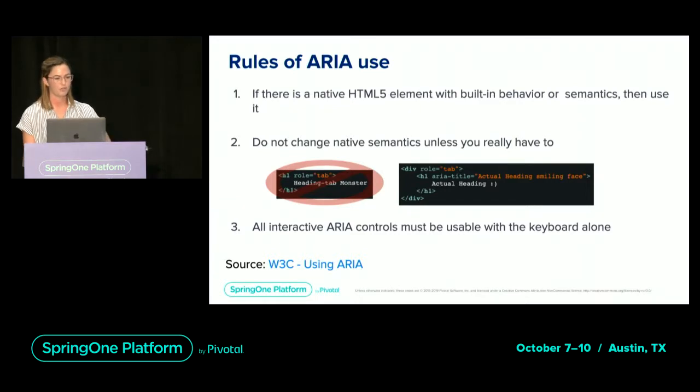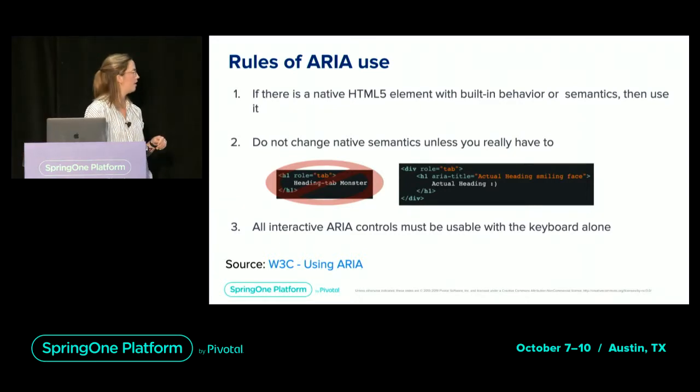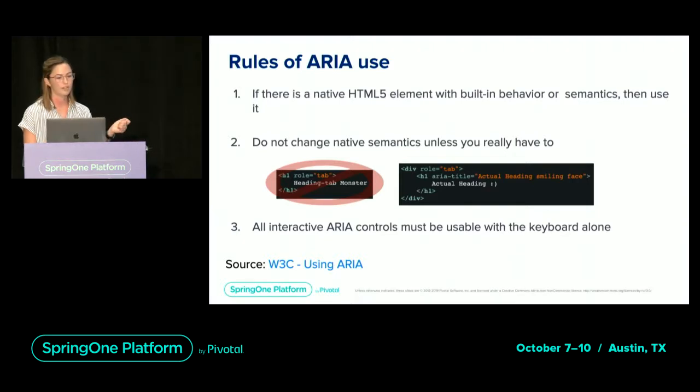I lifted these rules of ARIA use from the W3C website, and I'll read them to you now. Number one, if there is a native HTML5 element with built-in behaviors, use it. This is my use semantic HTML. Number two, do not change native semantics unless you really have to. You can see in the first example, there's this weird H1 that's given the role of a tab. What is it? Is it an H1 or a tab? It's both. It's cleaner and much nicer to just make a heading what it is, a heading, and then wrap it in a tab. So you have a tab with a heading inside.